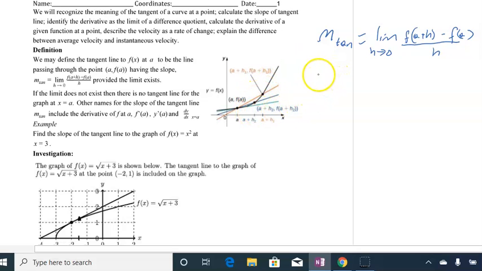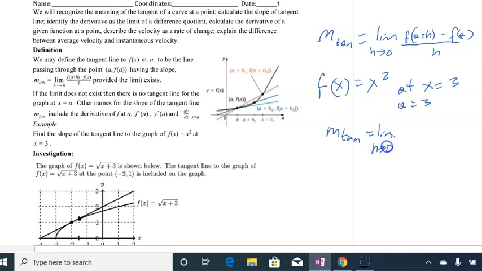So let's say, for example, find the slope of the tangent line for f of x equals x squared, that's our function, at x equals 3. So here we want to plug in our a equals 3, and so our m tan would be equal to the limit as h approaches 0 of f of 3 plus h minus f of 3, all over h. Now what is f of 3 plus h?